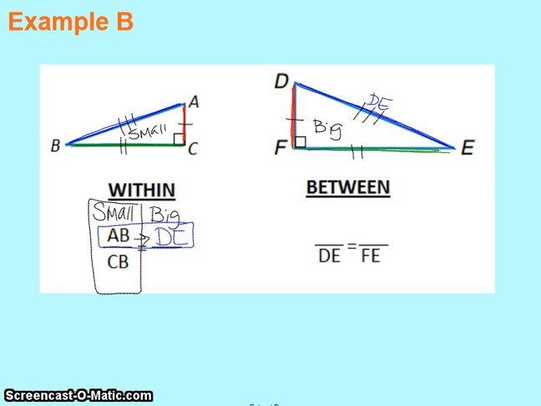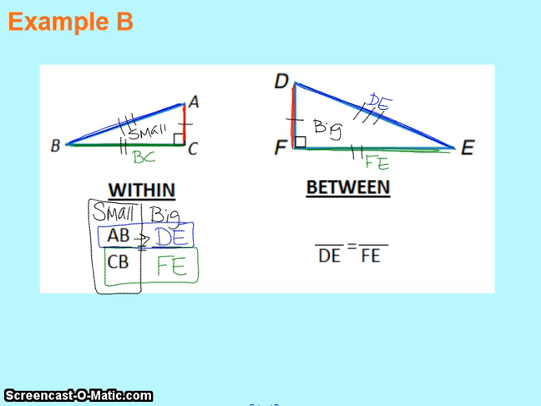So that goes here. Then I look at side BC or CB, and I know that that is green. So I need to see on my larger one what side is green? Well, the side that's green is FE or EF. And so that's going to go in this green box.